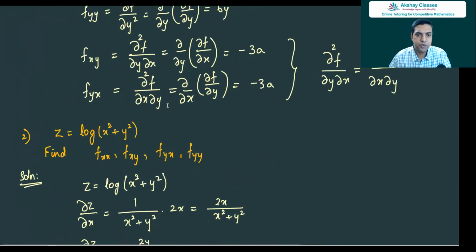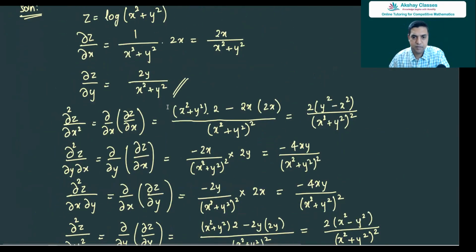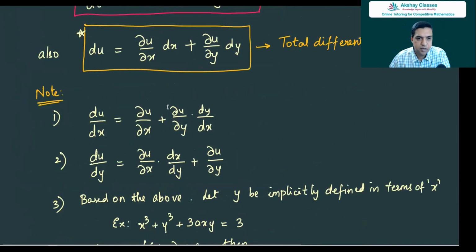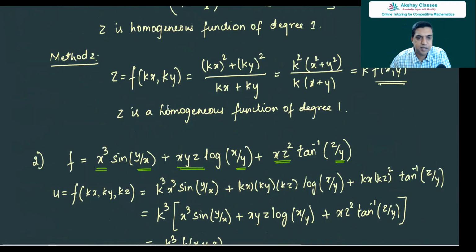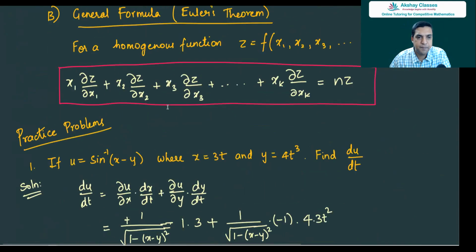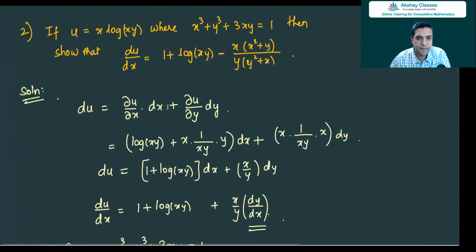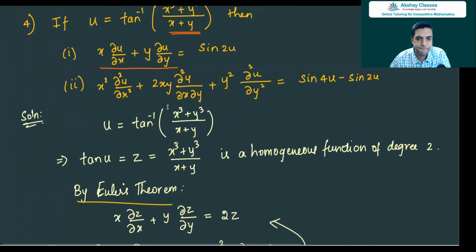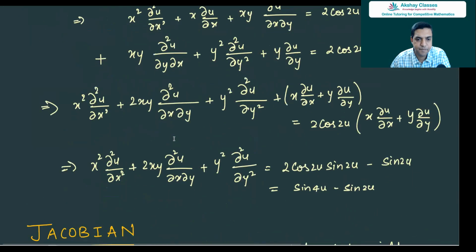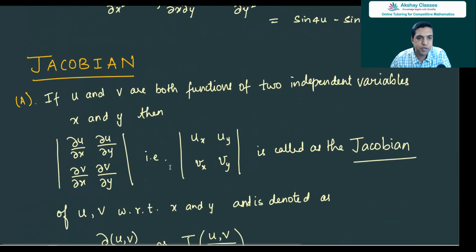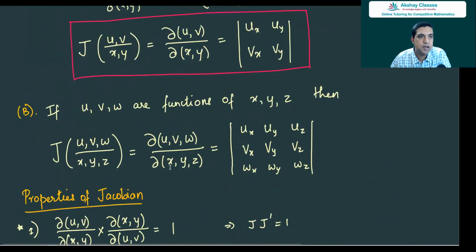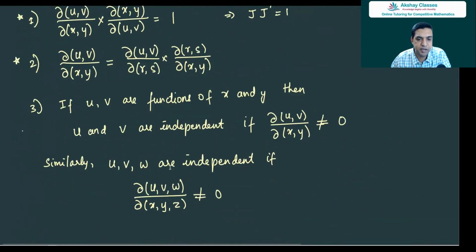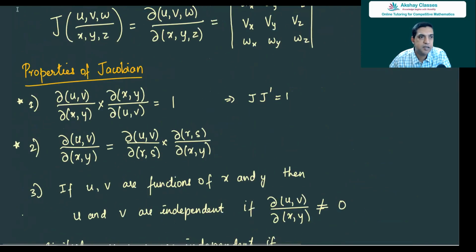I have shared with you the notes in Moodle Cloud. You can go through these notes, and also I've given questions that you can try to answer. So we did up to here, Jacobian. Properties of Jacobian. This is what we completed.